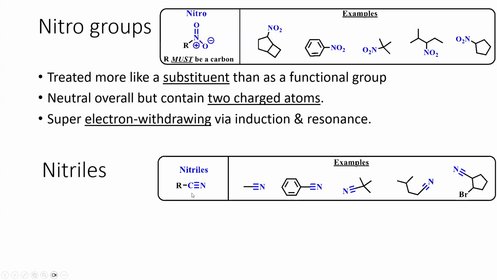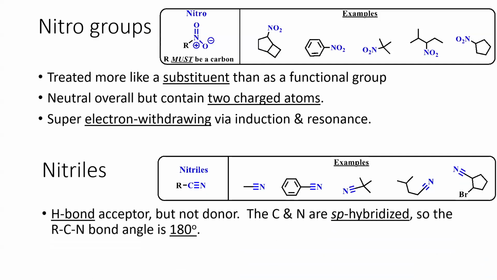So the key thing there is it's a carbon-nitrogen triple bond. You can see some examples there. So once again, this can serve as a hydrogen bond acceptor, but not a hydrogen bond donor. In this case, it's kind of a duh, because there are no hydrogens in that functional group.